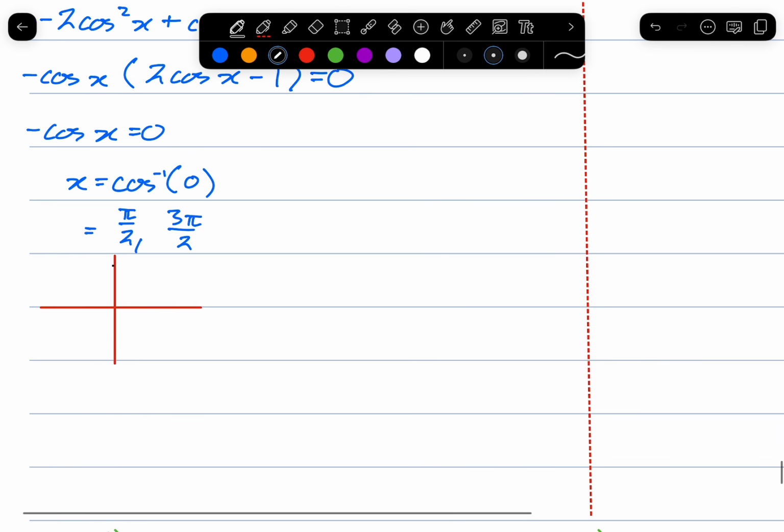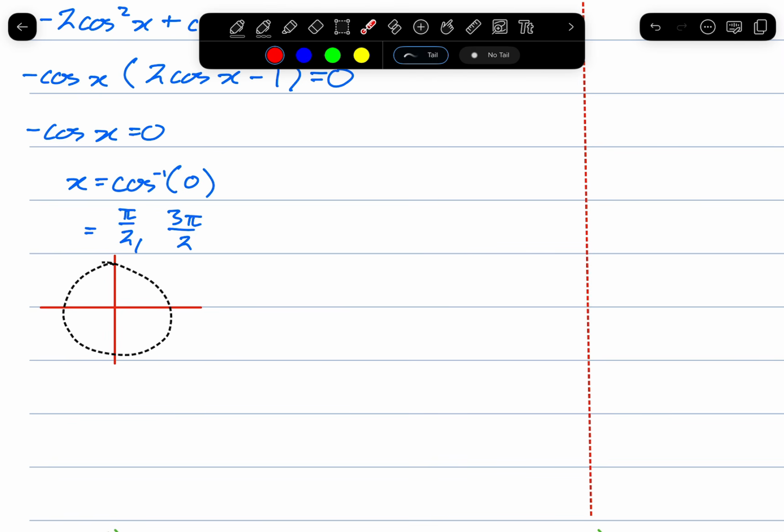So the unit circle. And remember, cos is the x values of the unit circle. So in this case, when we get to 90 degrees, the x value here is 0, 1. And likewise, when we get to 270 degrees, the x value at this point is 0, negative 1. Hence why pi on 2 and 3 pi on 2. This is 90 degrees. That is 270.